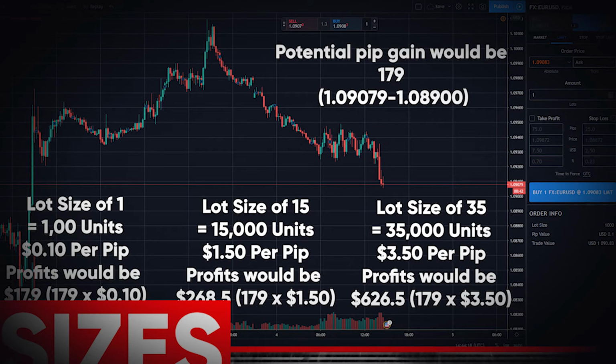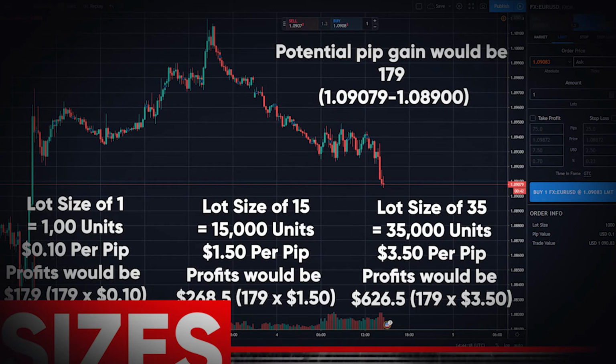In this case, our potential pip gain would have been 179, taking the calculation of 1.09079 minus 1.08900, which gives us 179. And our lot size, as mentioned in the right panel of the image, is 1, which is equal to a micro size of 1,000 units, leaving us with a profit of $17.9.